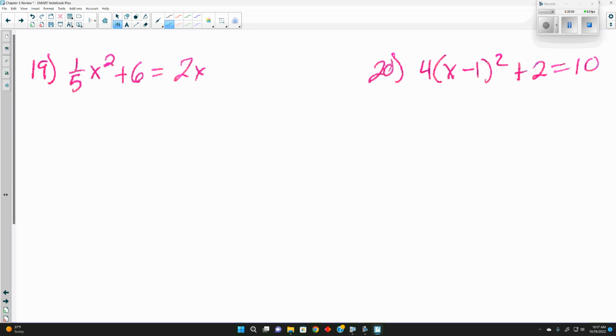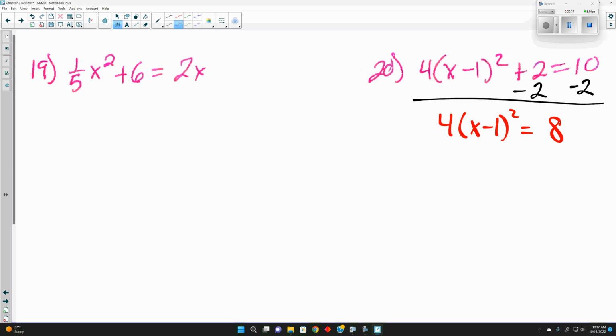The square root method says that we get the set of parentheses that's being squared by itself first. So the first thing I can do is subtract the 2 from both sides. If you still had it as 8, you could have added the 8 to both sides. Either one would work. Now the set of parentheses is still not by itself, so we would divide both sides by 4. Which would get us to this point here. X minus 1 squared is equal to 2.